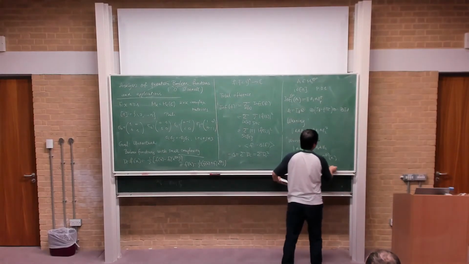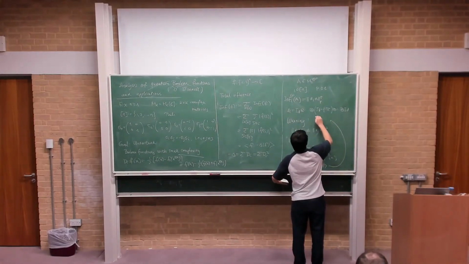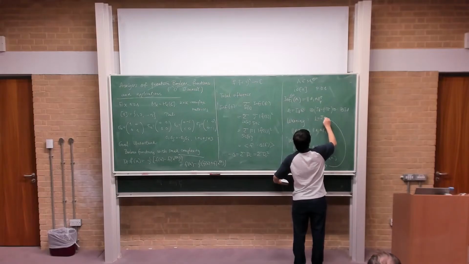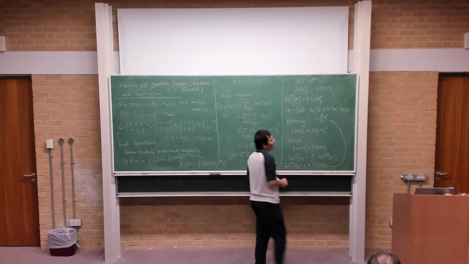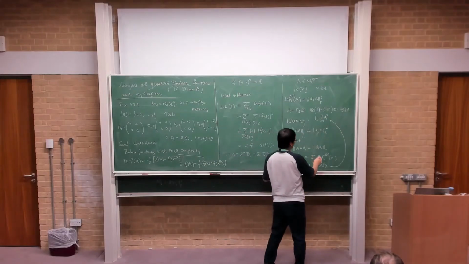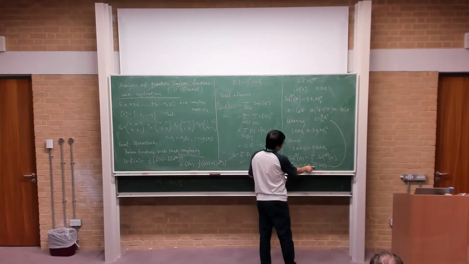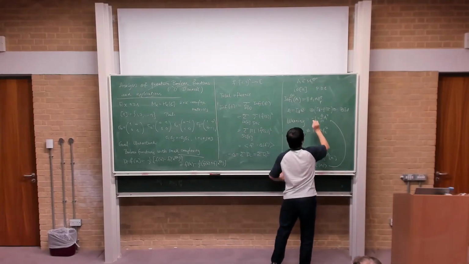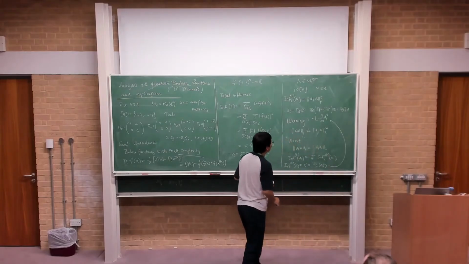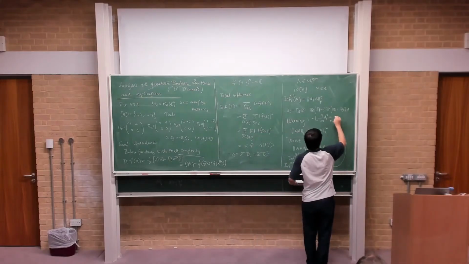L here is given by the sum of these little d_i's, which here is minus L. Yes, you're right. Thank you. Which is again idempotent.